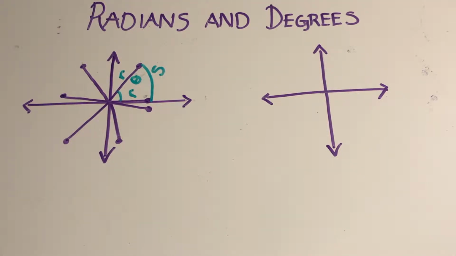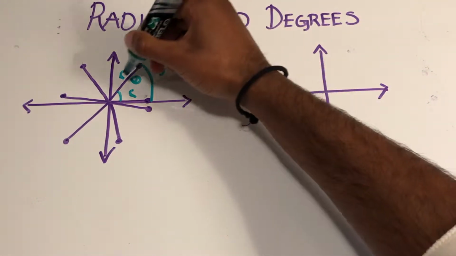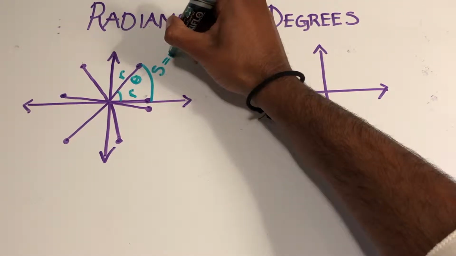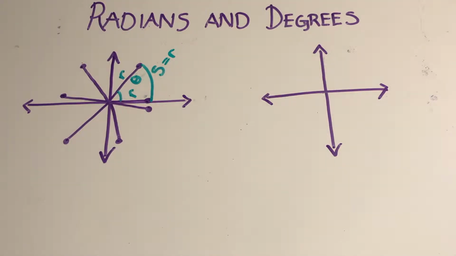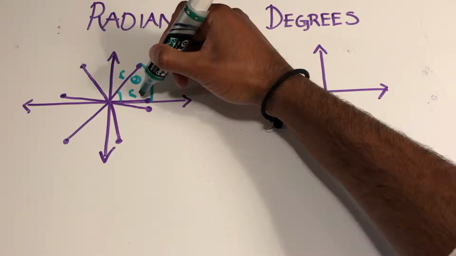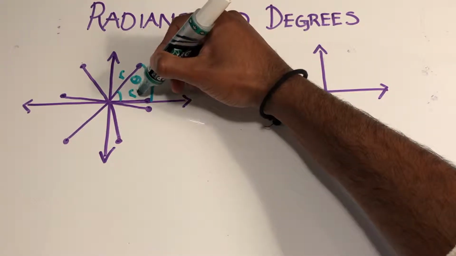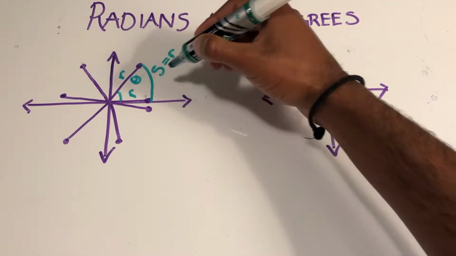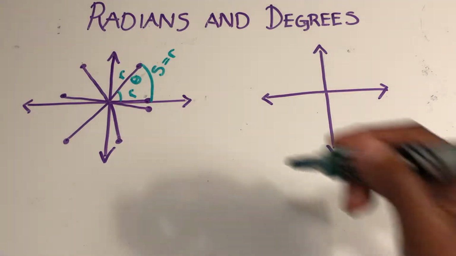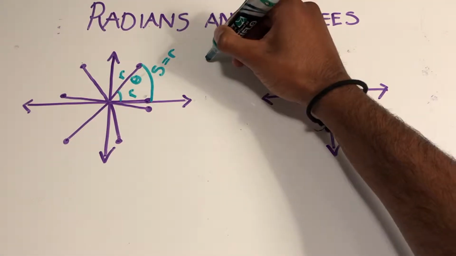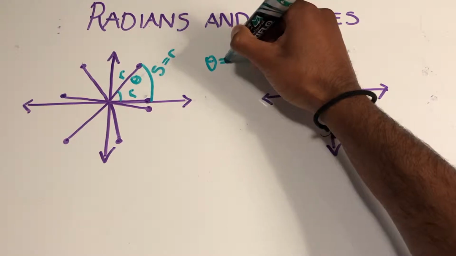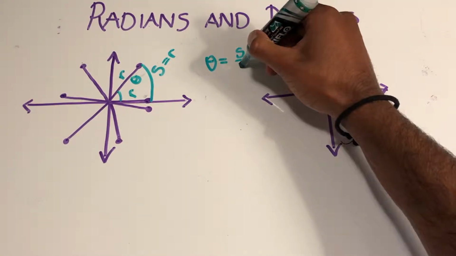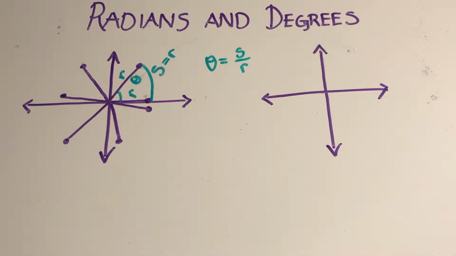If we have a case like this where R is equal to S, an angle that initially starts from here and starts to gain measure, it starts to gain what we call radians, and it corresponds to theta right here. So the equation for that can be simply written as theta is equal to S over R, where theta is measured in radians, S corresponds to the arc length, and R corresponds to radius.